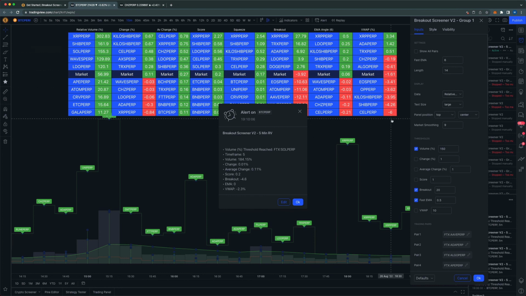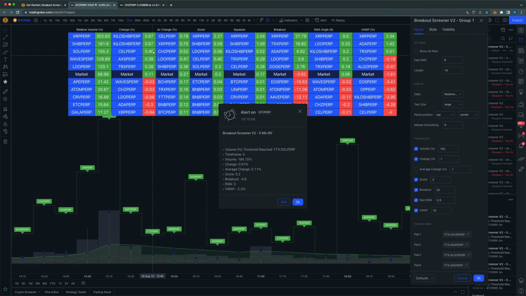VWAP, -6 is the highest there at the moment. So we don't want too many alerts. I'm going overboard a little here, but let's say 10. So if we get a really strong VWAP move. Score currently the highest is 2.27, so let's say we get an alert with a score of 3.